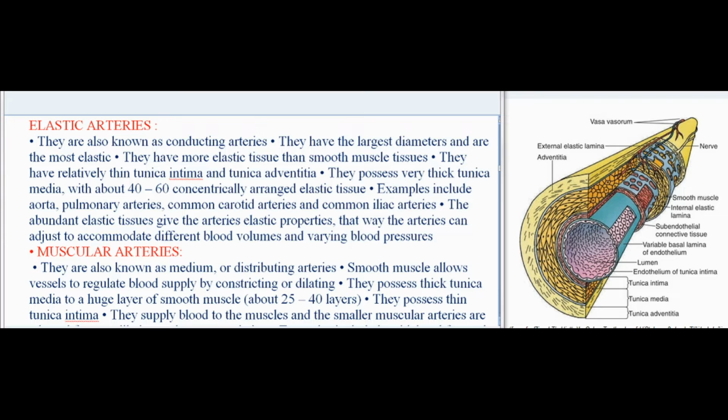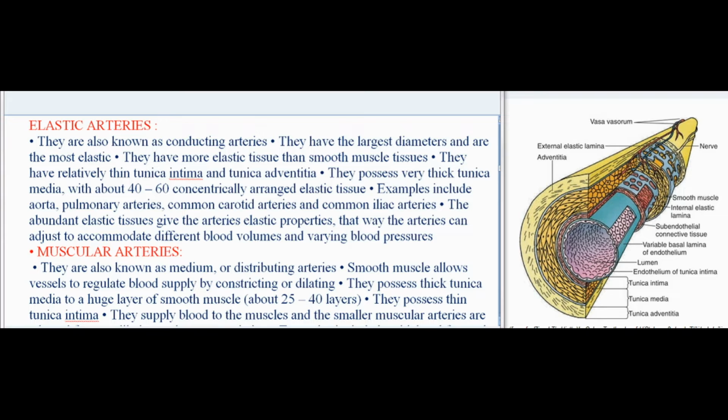They possess very thick tunica media, with about 40 to 60 concentrically arranged elastic tissue layers. Examples include the aorta, pulmonary arteries, common carotid arteries and common iliac arteries. The abundant elastic tissues give the arteries elastic properties. That way the arteries can adjust to accommodate different blood volumes and varying blood pressures.